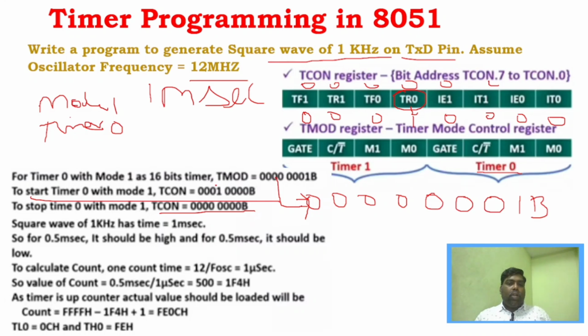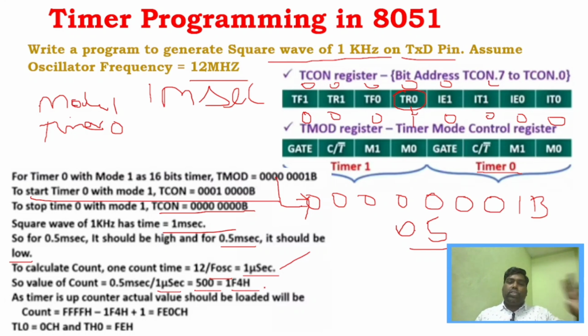And as I said, for 1 kilohertz it will be considered as 1 millisecond, right? And for square wave it will be 0.5 and 0.5 milliseconds. And to determine the count value, I'll divide 12 by the oscillator frequency, which is nothing but 1 microsecond, right? This is for one particular count, but now we have 0.5 millisecond, that is for T on it is 0.5 and T off it is 0.5. So what will be my count value? It will be 0.5 divided by this 1 microsecond. So the value will be 500, which will be 1F4H.